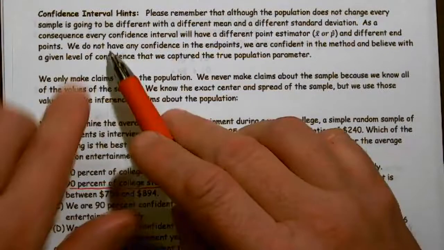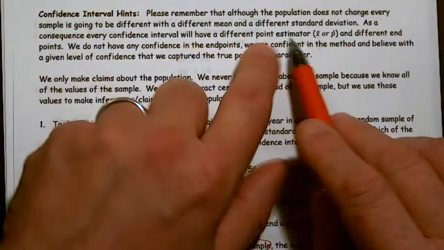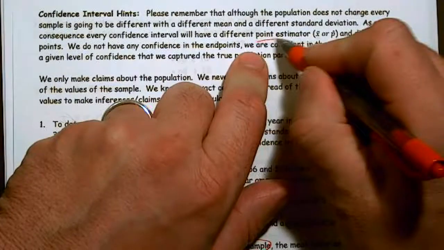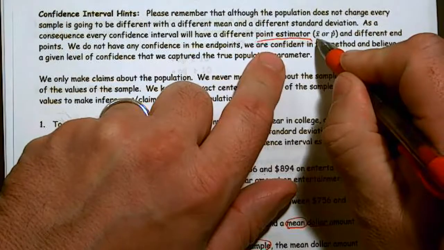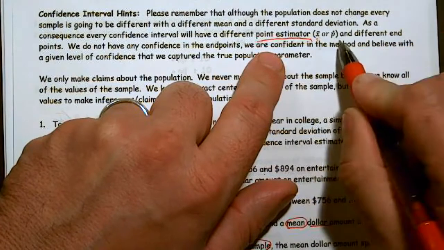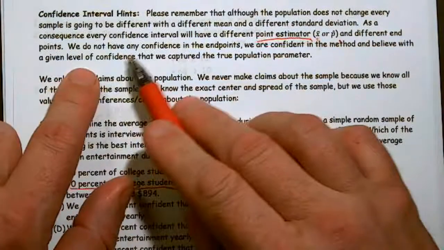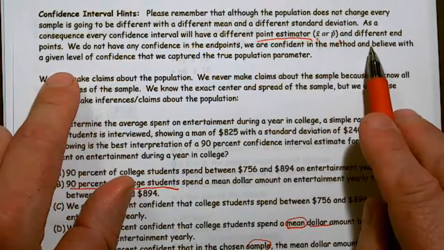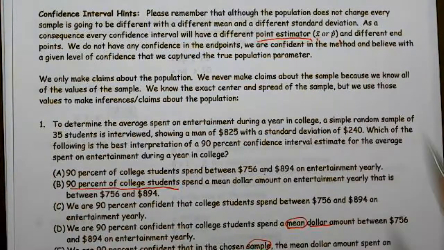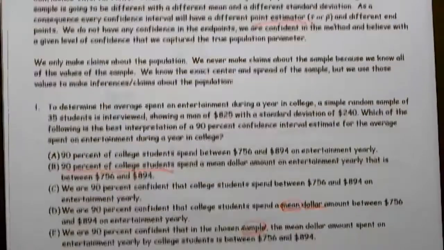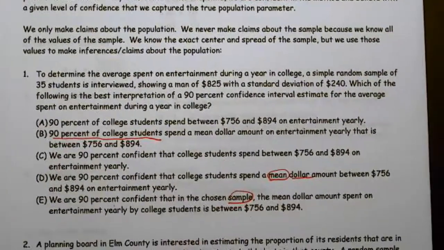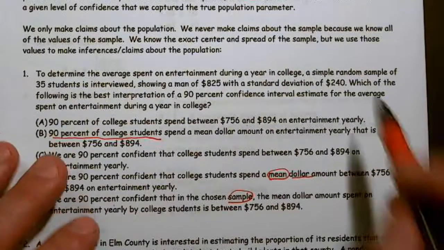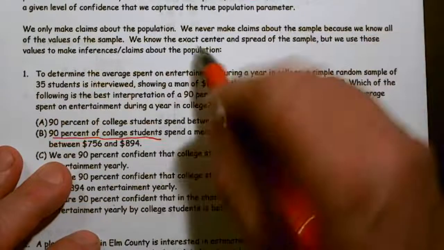As a consequence, every confidence interval will have a different point estimator. Please remember the point estimator is X bar for means, P hat for proportions, and different endpoints. We do not have any confidence in the endpoints. We are confident in the method and believe at a given level of confidence that we will capture the true population proportion. We only make claims about the population. We never make claims about the sample because we know all of the values of the sample. So we make claims about the population.